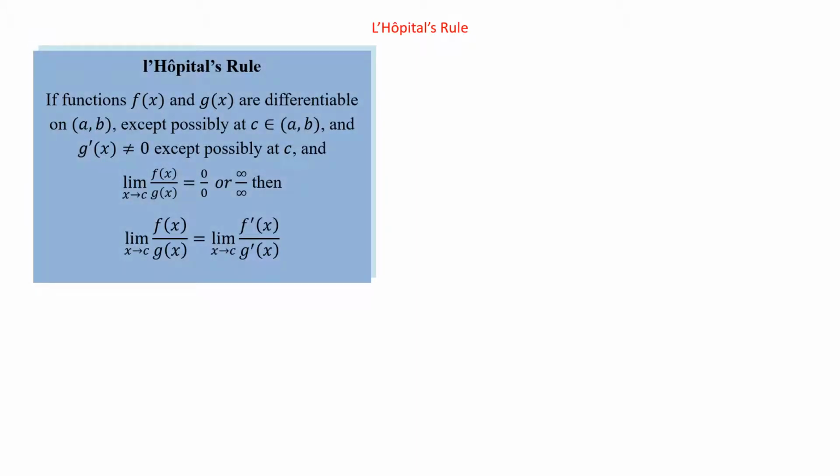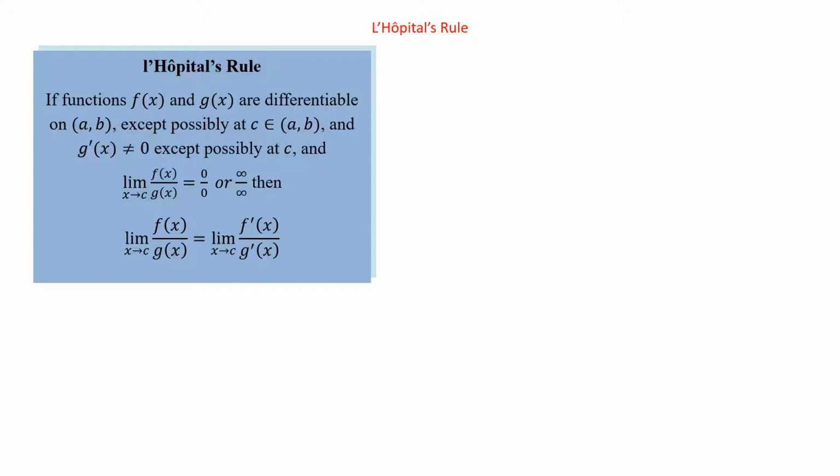And so what is L'Hopital's rule? L'Hopital's rule says that if you have two functions that are differentiable on an interval, now this does not have to be a big interval. It just means that it has to be differentiable right near this one little point, except possibly at the point itself. And g prime of x doesn't equal 0, except possibly at that point.